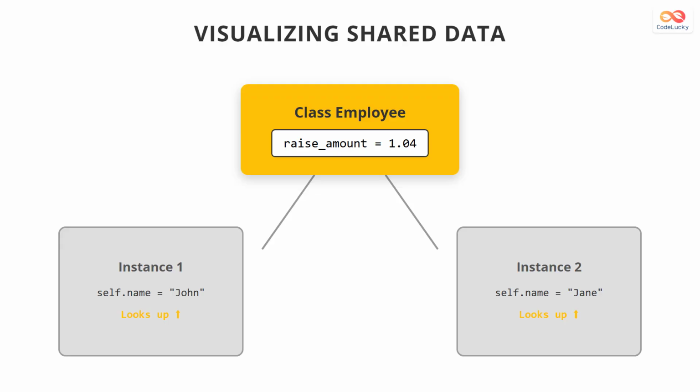In this example, we have an employee class. We set a raise amount of 1.04 right at the top. This value is shared. Whether we access it via the class name or an instance, we get the same value initially. This saves memory because we store this number only once, not on every employee object.